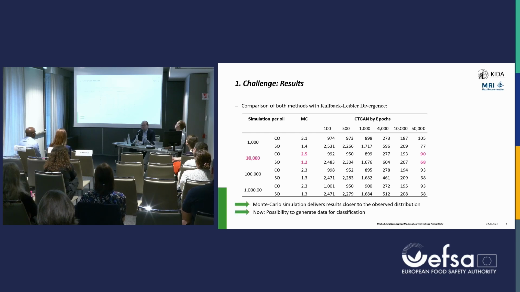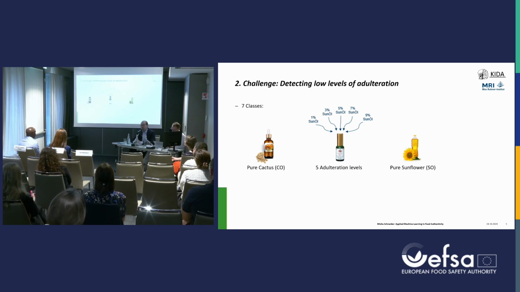To sum this up, it's clear that the Monte Carlo simulation produces results which are closer to the observed distribution, which we observe with our values. And so we use this method for the further steps of how to generate the data. So the next challenge we have to deal with is how we can detect low levels of adulteration.